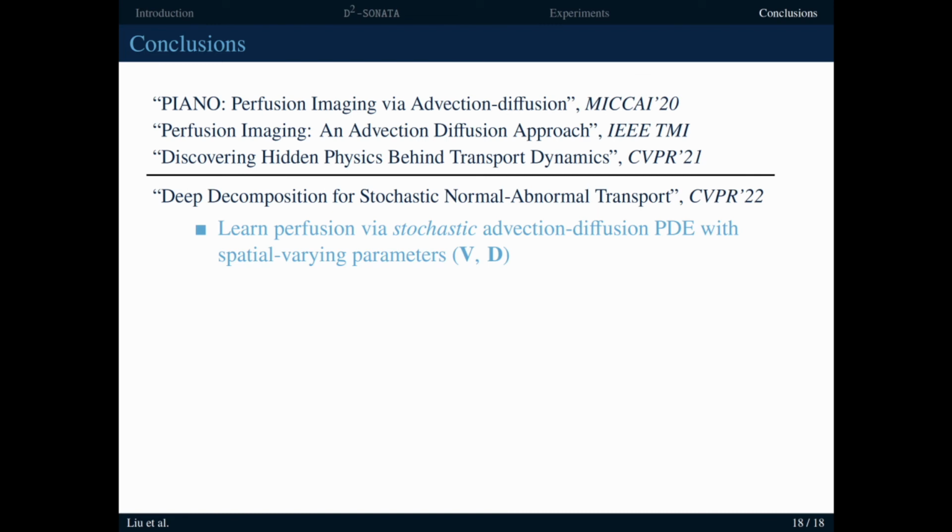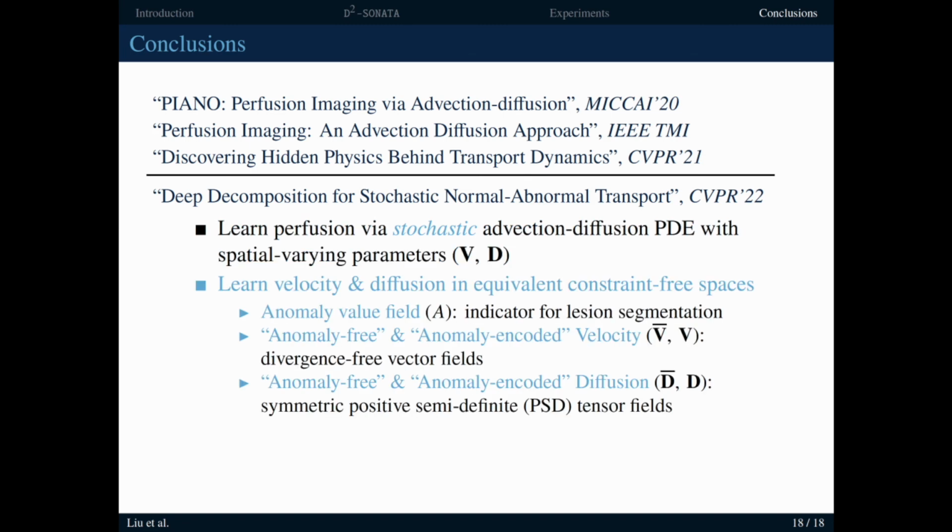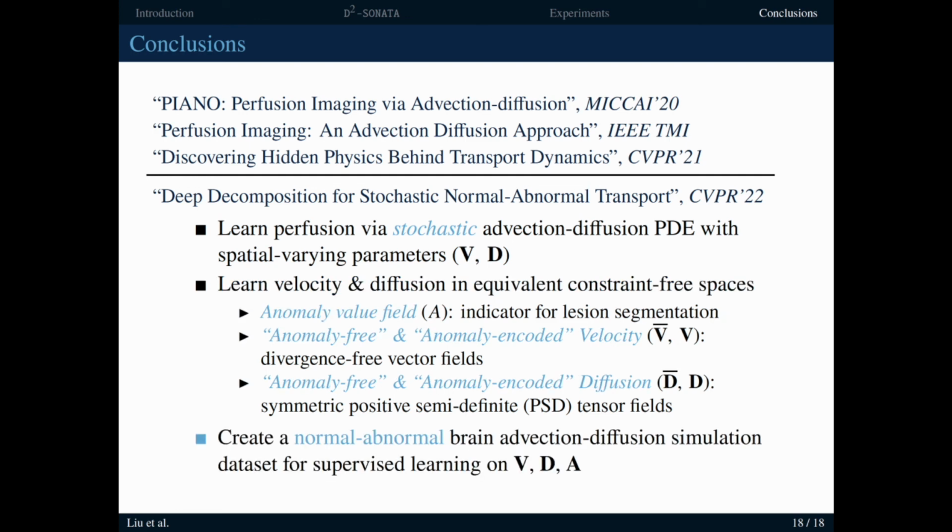In conclusion, we propose a new state-of-the-art model for learning perfusion by stochastic advection diffusion PDEs with spatially varying physics parameters. We introduce 2 representation theorems for models to learn velocity and diffusion fields in their equivalent constraint-free spaces. The learned model is also capable of decomposing physics fields and their associated anomaly patterns. In order to boost our model's prediction accuracy, we create a normal-abnormal brain advection diffusion simulation dataset for supervised learning on the physics field and anomalies.